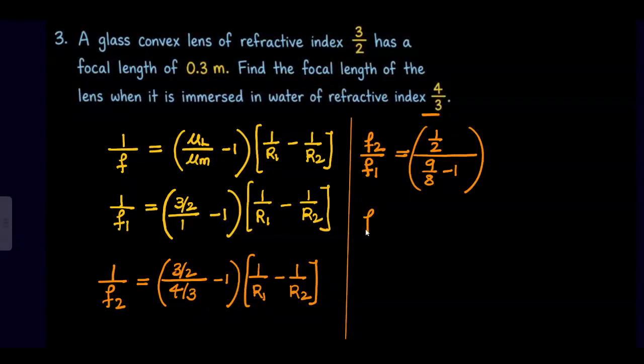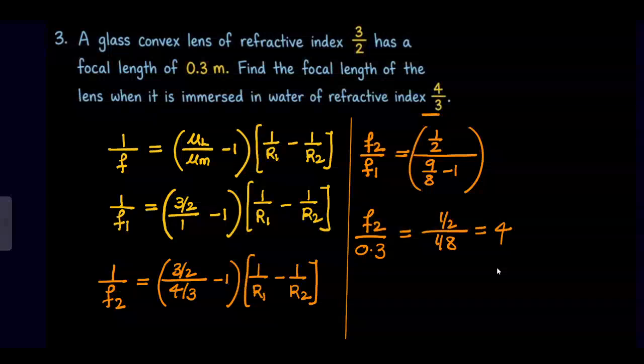Yes, sir. So we should get the f2 value, with f1 value given as 0.3, which is equal to 1 by 2 by 1 by 8. So which will be equal to 4. So then we'll come to f2 is equal to 1.2.